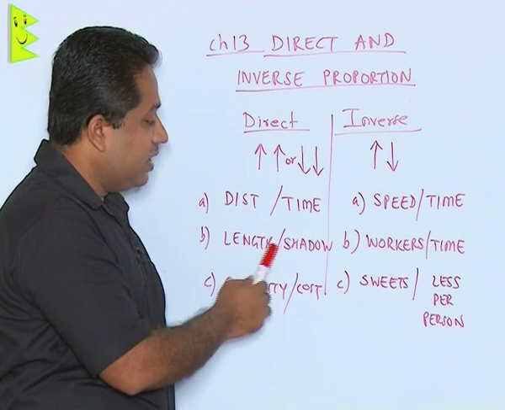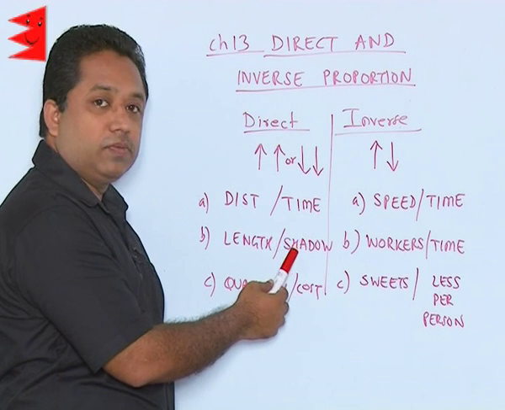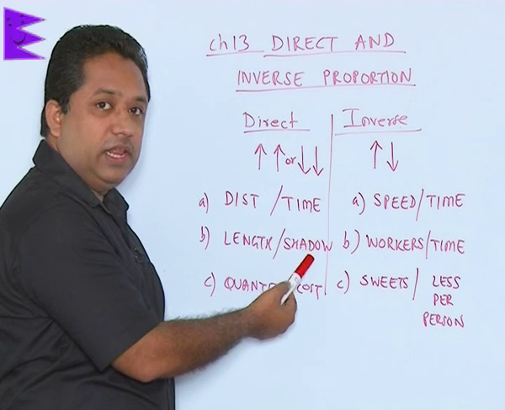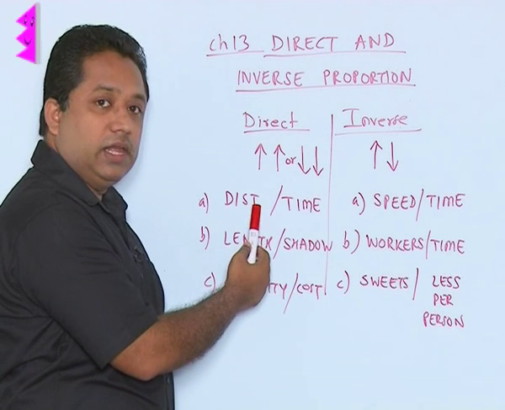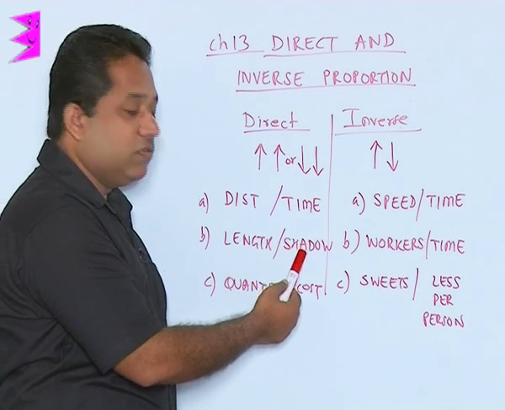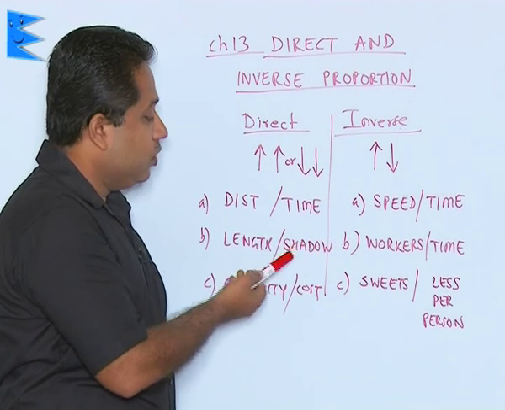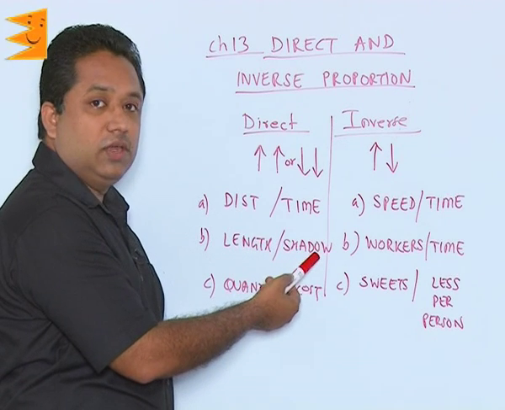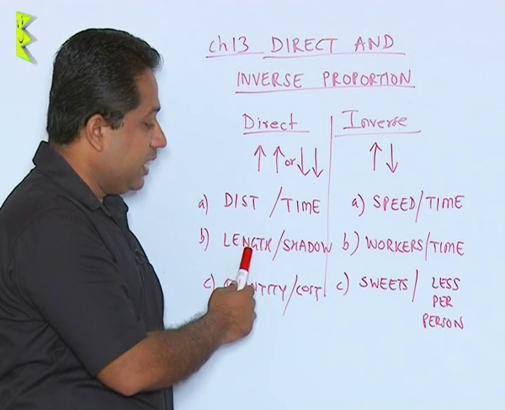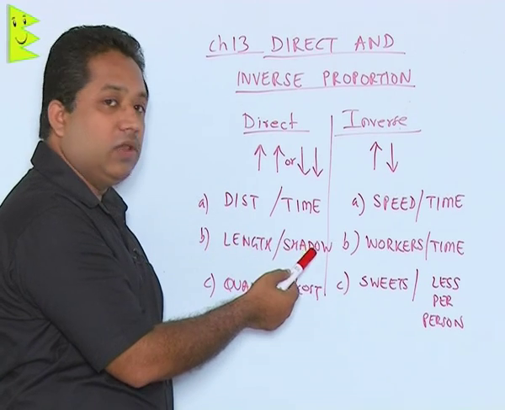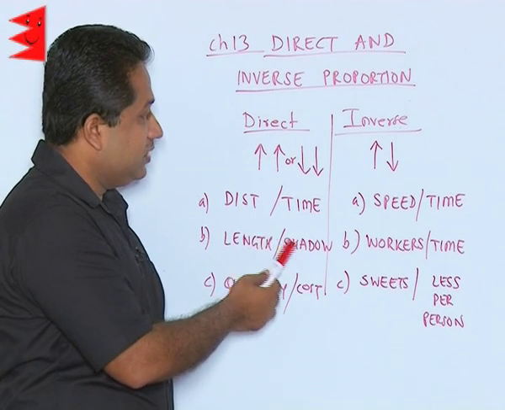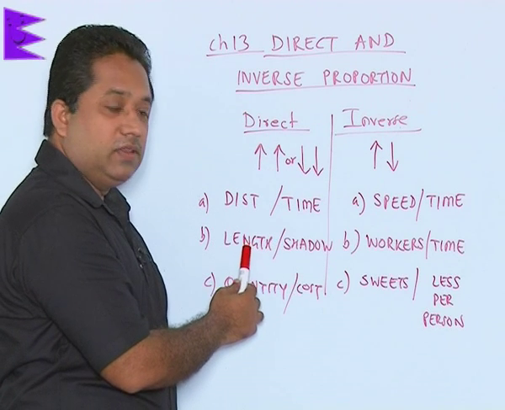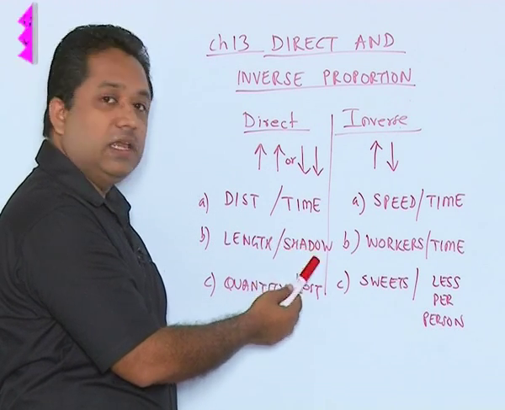Another example is the length of an object and its shadow. If we take a 1 meter rod, the shadow will be of a certain length. If we take a 2 meter rod, then what is going to happen? The length of the shadow will also be doubled. So, the more the height of the object, the length of the shadow will also keep increasing. It is not possible that the length is increasing and the shadow length will decrease. So, this is again an example of direct proportion, where the object length and the shadow length are both increasing simultaneously.